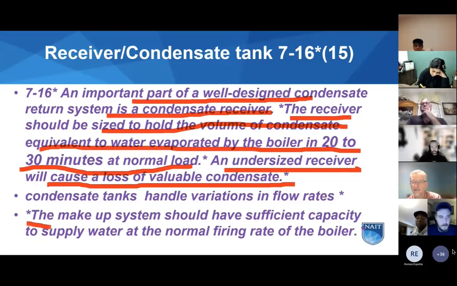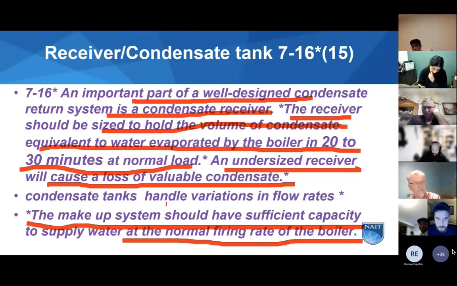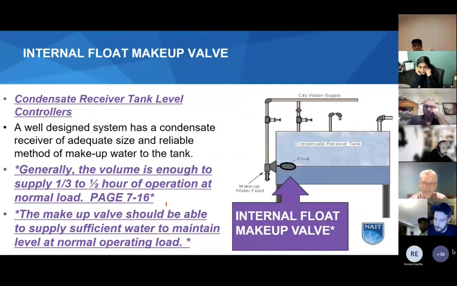And we need to know that we need a makeup system should our condensate system fail. If our makeup system is going to open to keep us running, we need to have enough capacity in that makeup system to supply water at the normal firing rate. Normal would probably be considered 100% firing. Different ways to bring that water back, condensate back to the system.